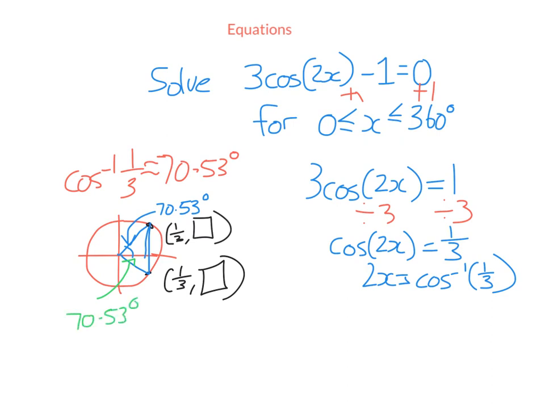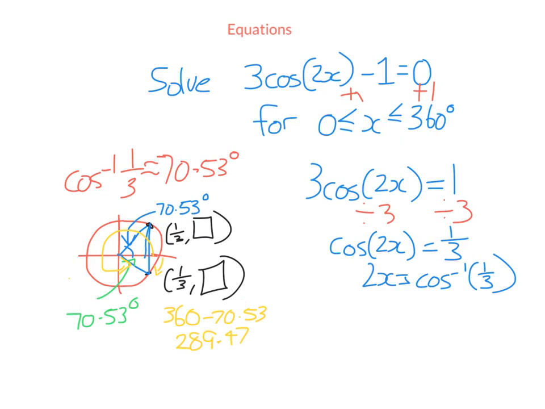70.53 degrees. But remember, we're interested not in the angle going this way, which is anti-clockwise. We want the angle going this way. So this whole angle here will be 360 minus 70.53 degrees. So it'll be about 289.47. So if I ask you to solve cos inverse of a third, it could be 70.53 or 289.47. There are two possible solutions.